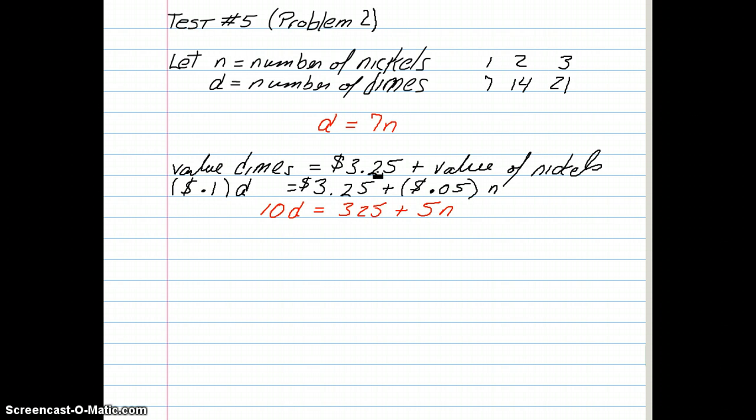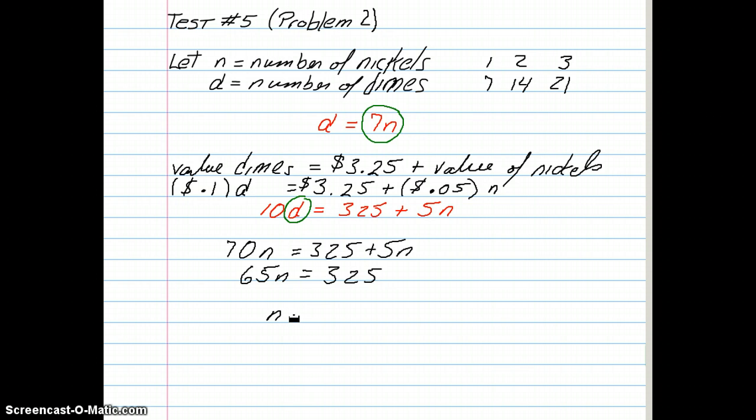Now it's simply a matter of solving these together. What I did is I substituted. For the number of dimes, I put in 7n. So that gave me 70n is equal to 325 plus 5n, or 65n, if I subtract 5n from both sides, is equal to 325, or n was equal to 325 divided by 65.